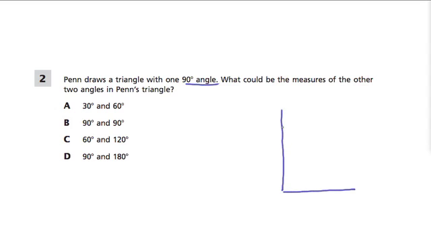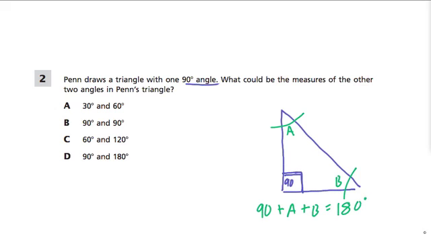If we have one 90-degree angle in a triangle, we call that triangle a right triangle, and we use this symbol right here to show a 90-degree angle. Now, what's nice about a triangle is that whatever these other two angles are, let's say this is angle A and B, when you add the 90-degree angle and whatever A and B are, you have to get 180 degrees, right?